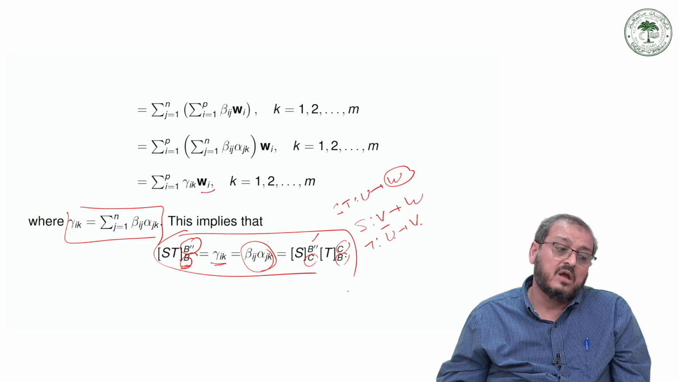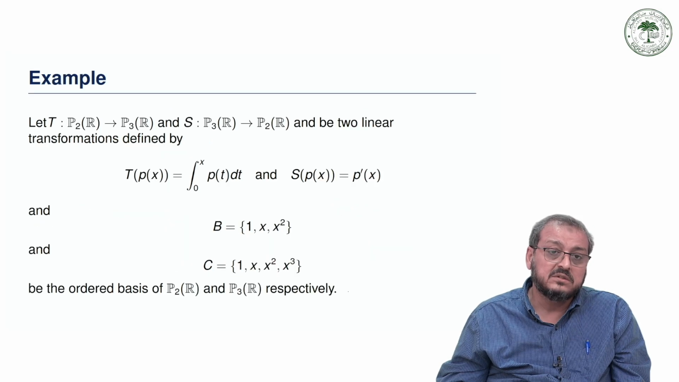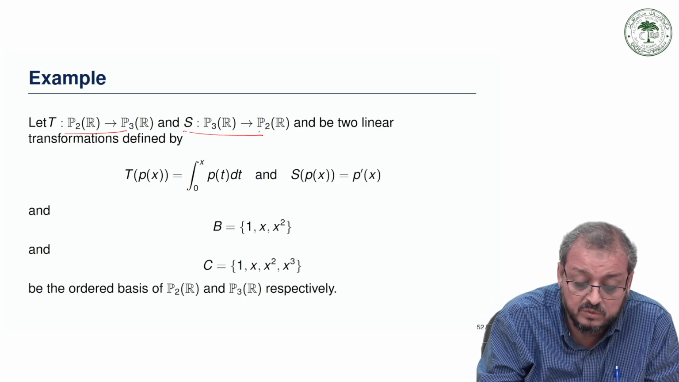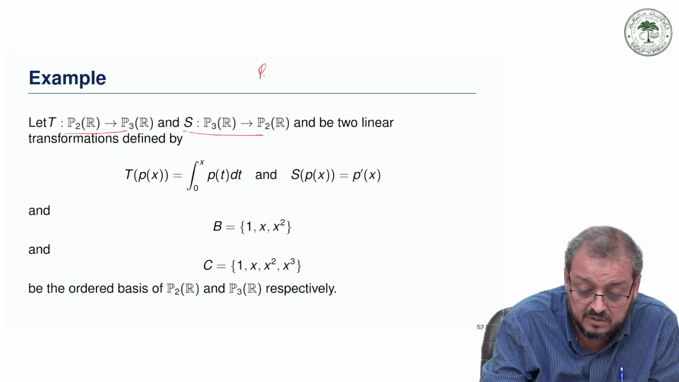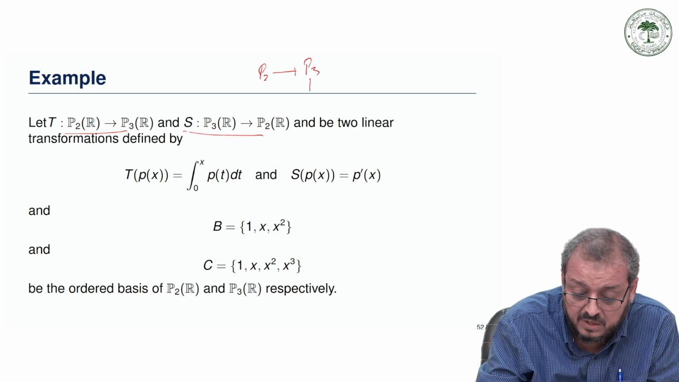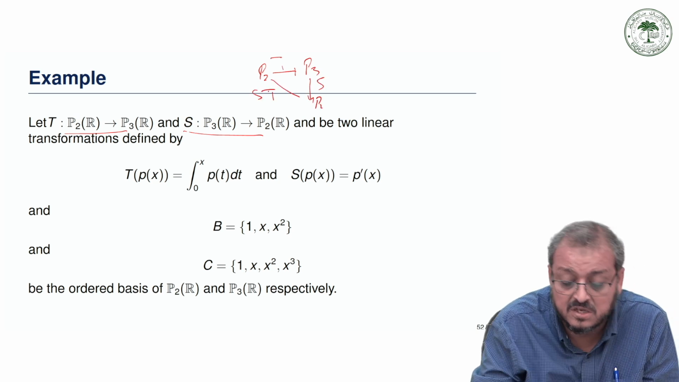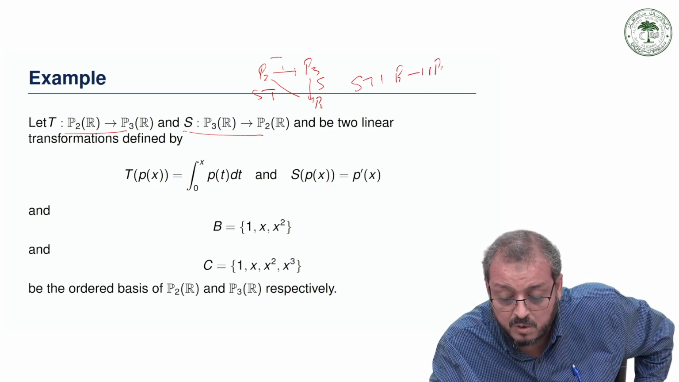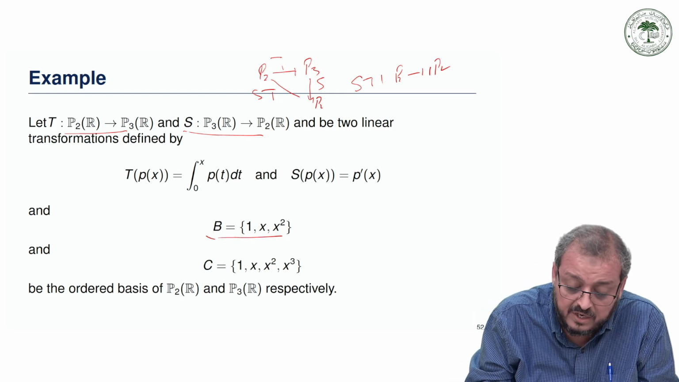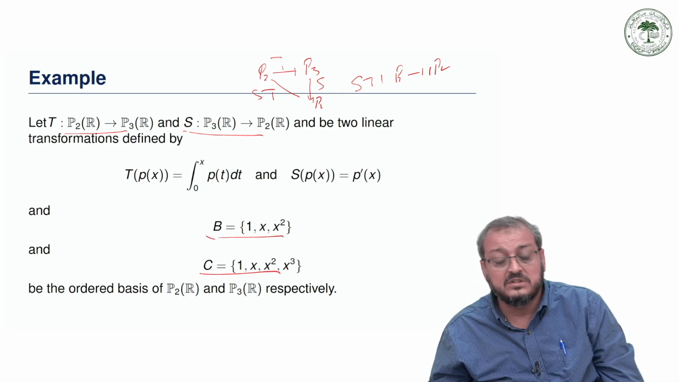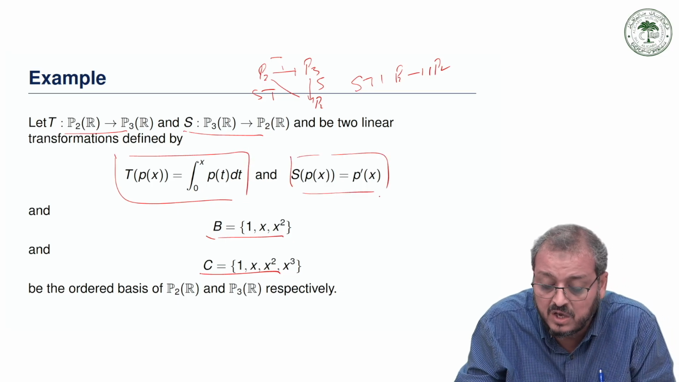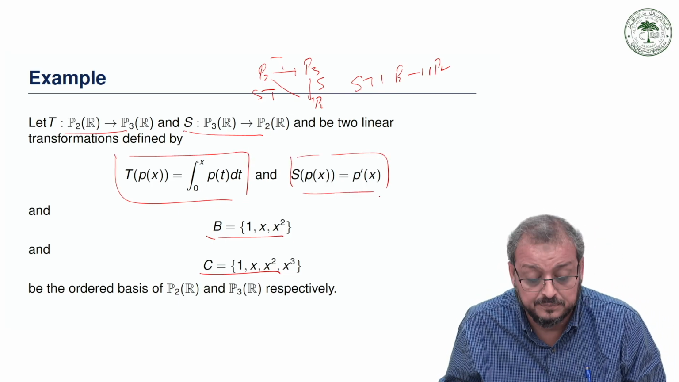Okay, so let us try one more example. We take T from P2 to P3, and S from P3 to P2. So clearly ST is a map from P2 to P2. Okay, so we have to calculate with the standard basis. T of p(x) is equal to the integration of this, and S of p(x) is the derivative of p(x).